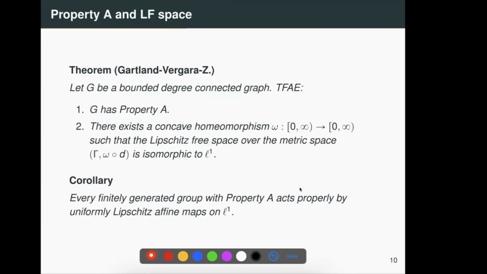For this, we don't really need to take G to be a group. So let's take a bounded degree connected graph. Then having property A is equivalent to the statement that you can find a gauge function omega. By gauge function I mean a concave homeomorphism. Think of a snowflake or something more aggressive than that. Then A is equivalent to the existence of a gauge function omega such that if you change the graph metric by the gauge, then this metric space has Lipschitz free space isomorphic to L1.